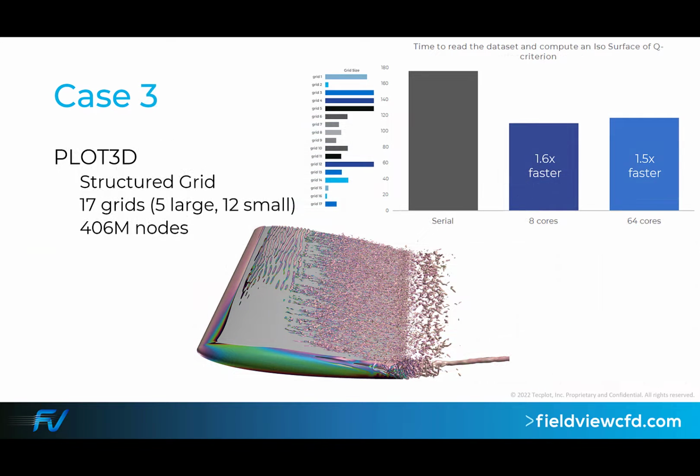Now let's look at a third case that has unbalanced structured grids. The grids are partitioned into 5 large grids and 12 smaller ones. With this unbalance, we don't experience the same performance improvements as we did in the previous cases. Unless something is done to balance the partitions, you can see that the speedups with MPI parallel are minor. Luckily, FieldView has a solution in the form of our auto partitioner.